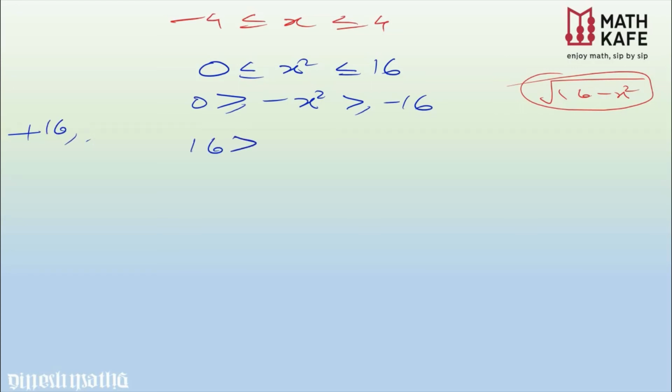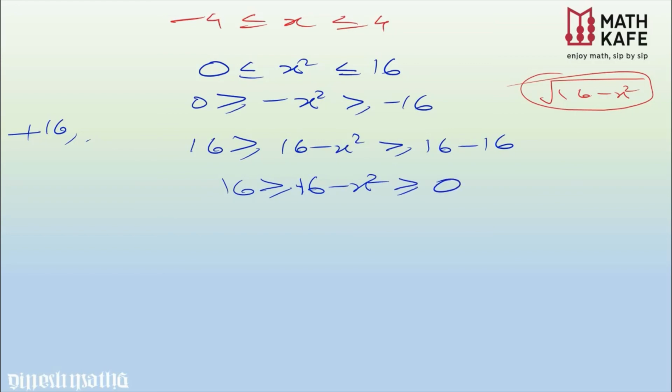Going the same like the previous one, I am squaring first. x square less than or equal to 16, and you know that now very clearly the square number always has a least value 0. Now you multiply everything with a negative, so 0 greater than or equal to minus x square greater than or equal to minus 16. Now you add a 16 everywhere. 16 greater than or equal to 16 minus x square greater than or equal to 16 minus 16. 16 greater than or equal to 16 minus x square greater than or equal to 0.